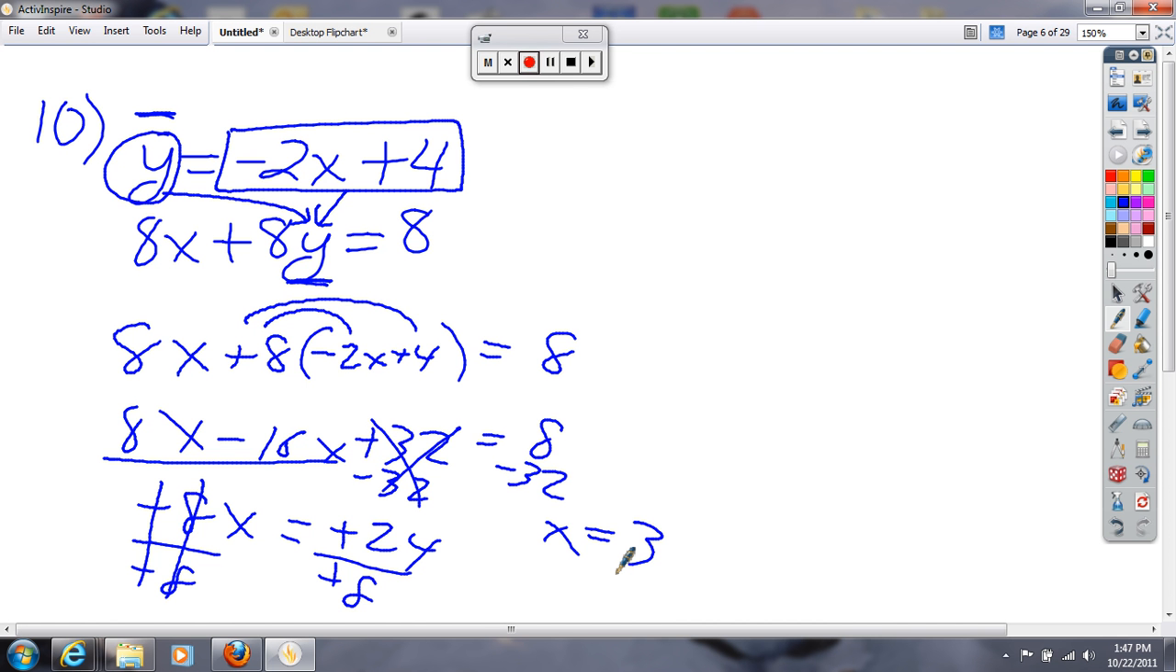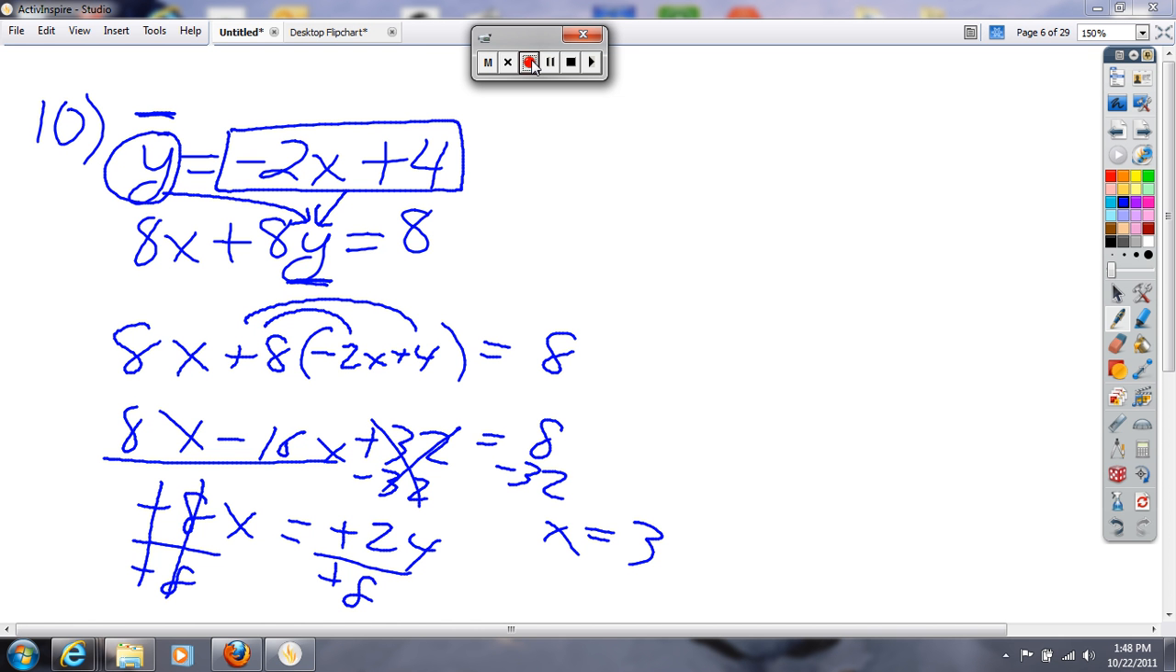And that's not the right answer. What did we do wrong? Okay, the 3 is right. I was looking at the wrong answer on the sheet, looking at the wrong problem. All right, x is 3.